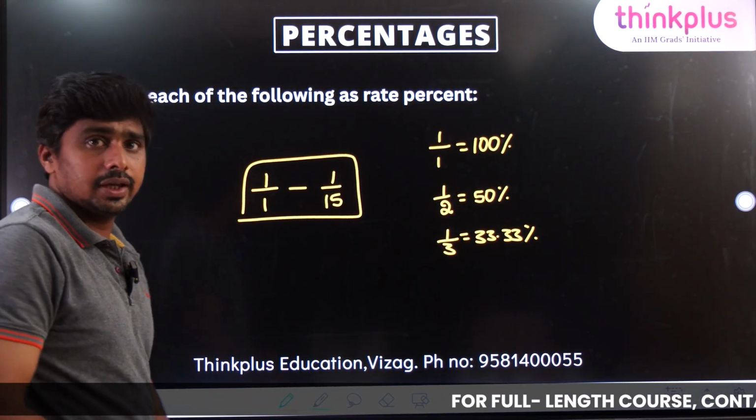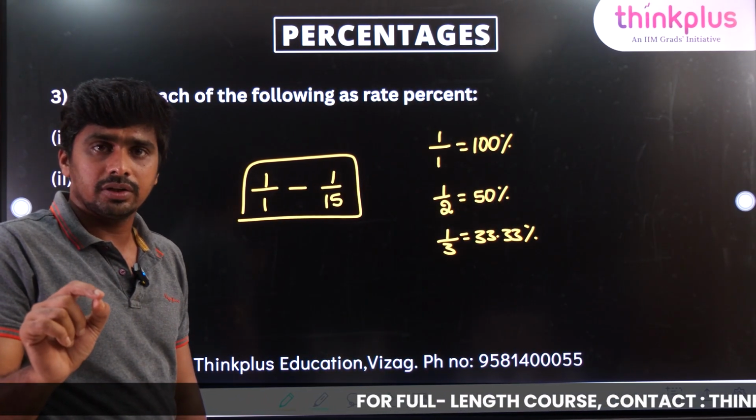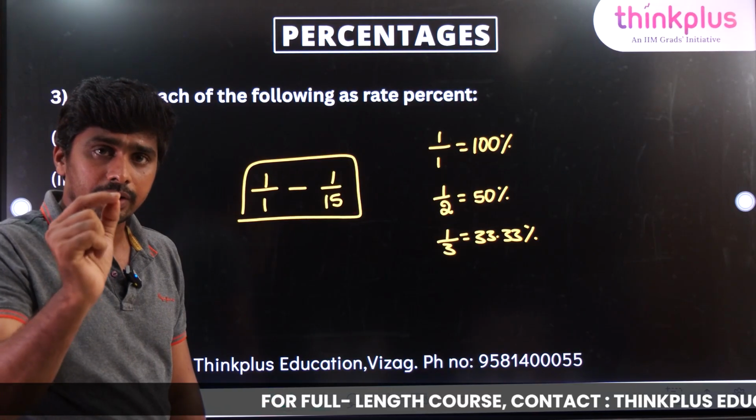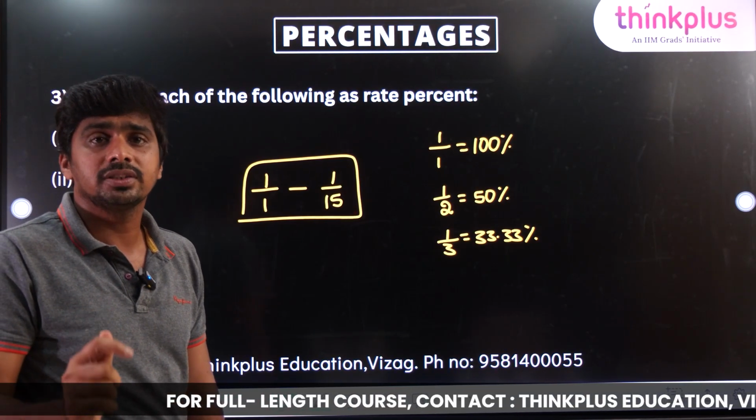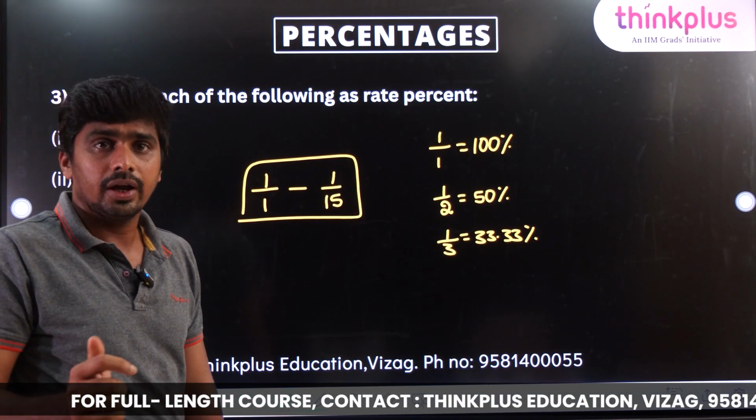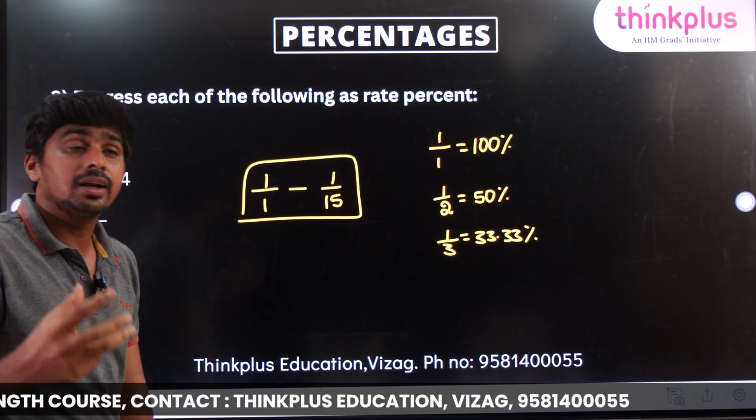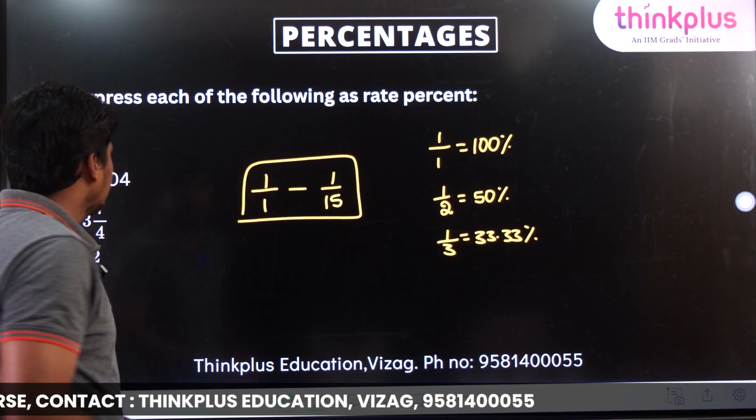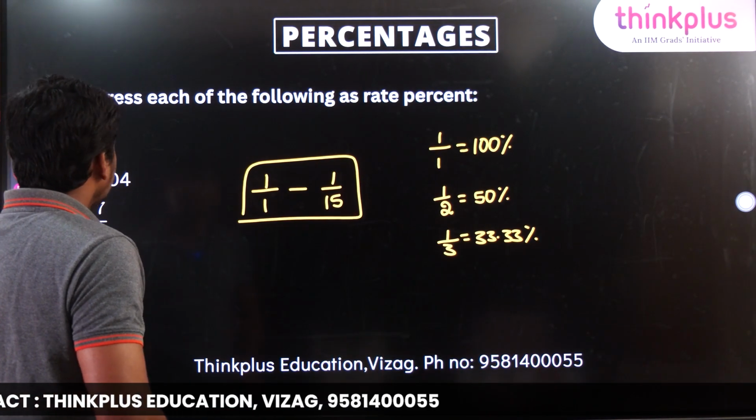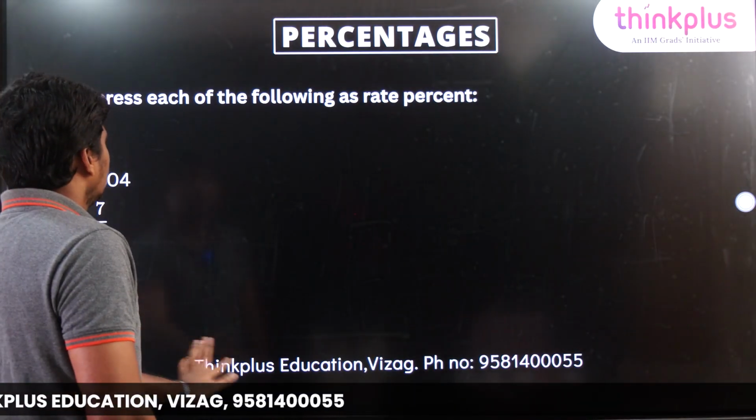33.33%. All these things, take a pause and wait for 1 minute and write all the percentages from 1 by 1 to 1 by 15. Look at how many percentage values you are able to write, and not just 1 by 1 to 1 by 15. You should also learn related things relating to 1 by 1 to 1 by 15. This is the way you should learn.